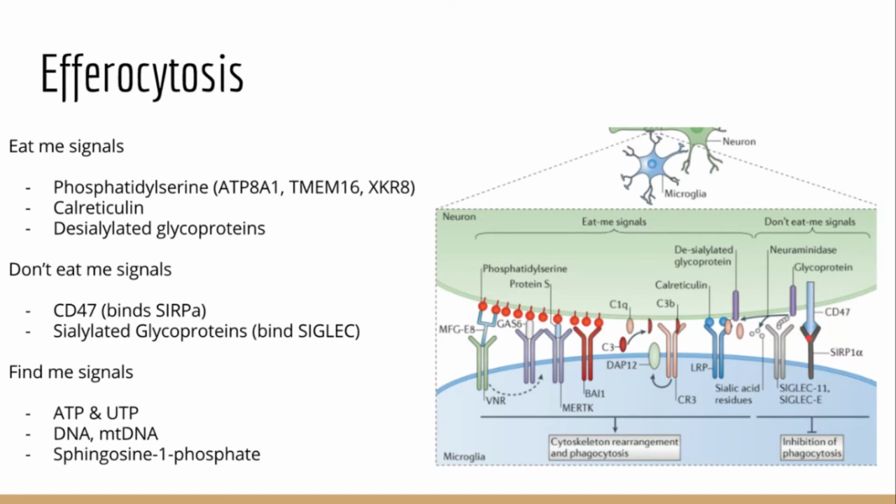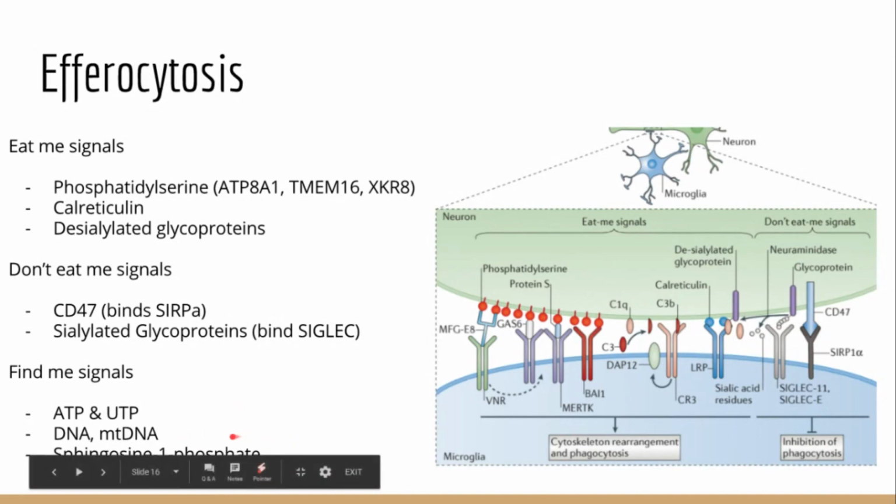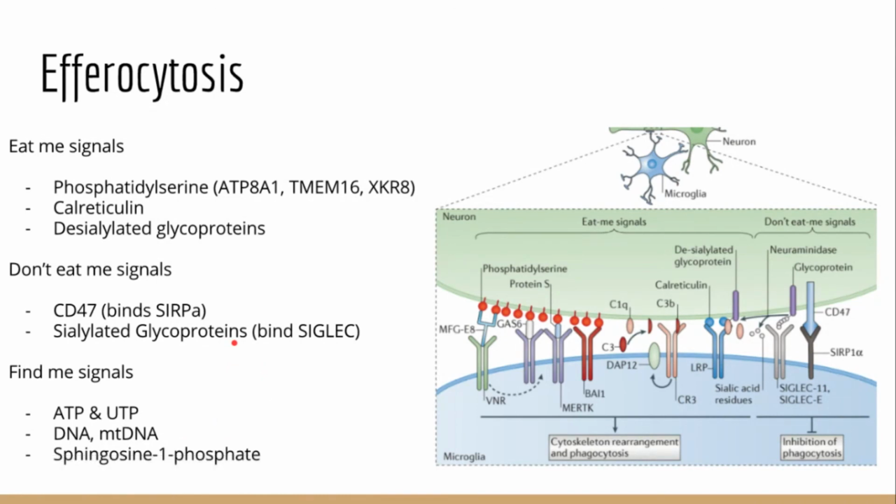So the last class of signals are these find-me signals, and they're released from dying apoptotic cells, and they include, strangely, ATP and DNA and mitochondrial DNA as well, and sphingosine 1-phosphate. These molecules are forming a concentration gradient that says where it is, and it's dying, and it attracts the microglia just as a bacteria would.